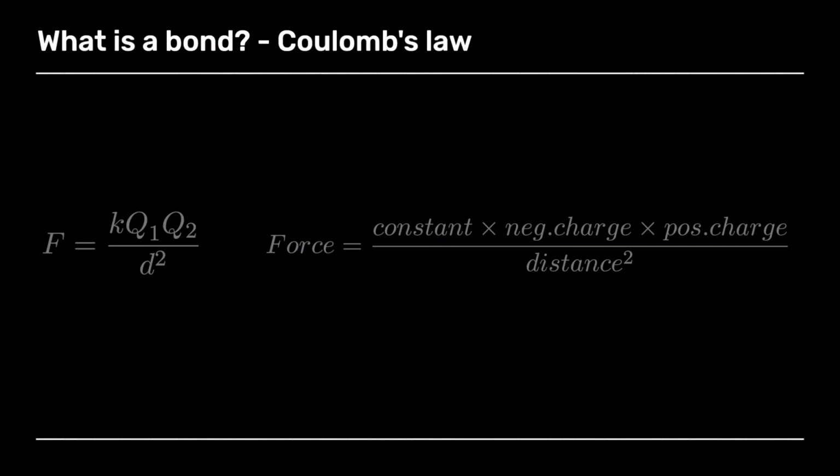There's a law that helps us describe this called Coulomb's law, and it's a simplified view of bonds. So let me explain what this equation on the left here means. I have it written out on the right in plain English. A force is equal to some constant. That constant is dependent on which atoms you're talking about, times a negative charge times a positive charge measured in a unit called coulombs. And that force is dependent on the distance between those charges squared.